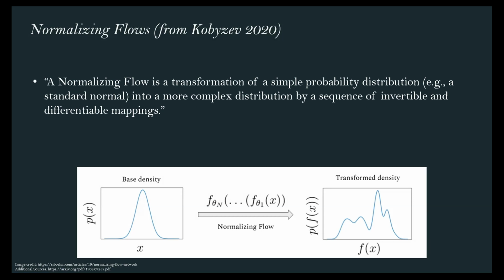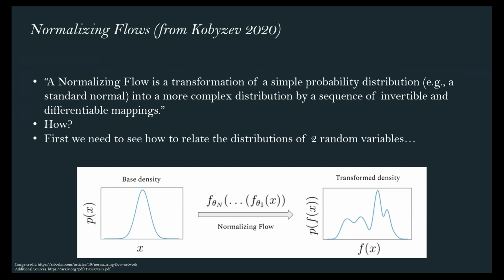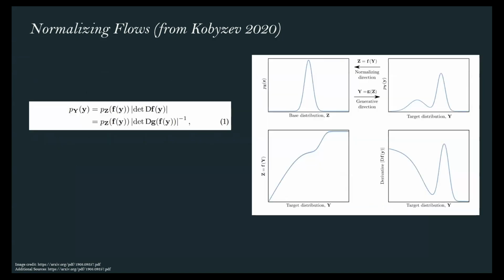Right, so back to normalizing flow. Normalizing: make sure everything stays normalized. Flow: a sequence of invertible differentiable mappings. The big question though is, how do we do this? The first thing we need to know is, how do we relate two distributions of random variables? So how do we establish this relationship?